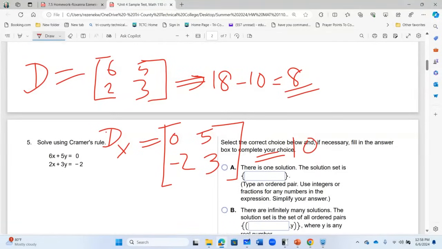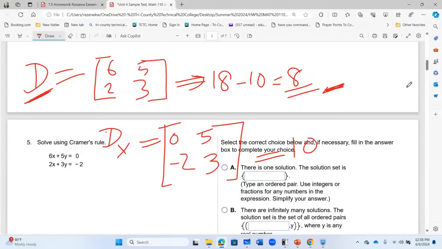Whenever the determinant is not 0, you can continue. But whenever the determinant of the coefficient matrix is 0, when you are trying to solve by Cramer's rule, then you must use another method. So this determinant of the coefficient matrix is not 0. The reason is that you're not allowed to divide by 0.